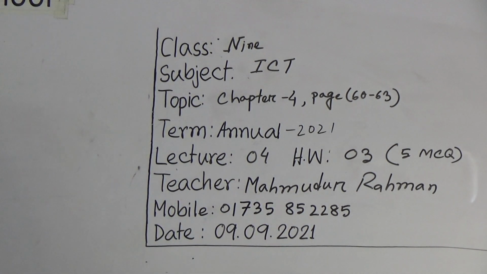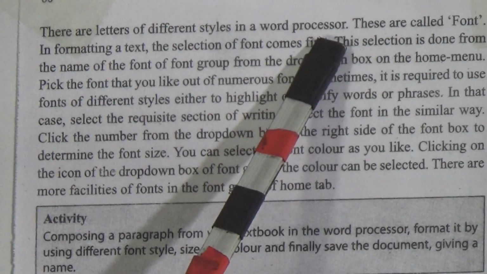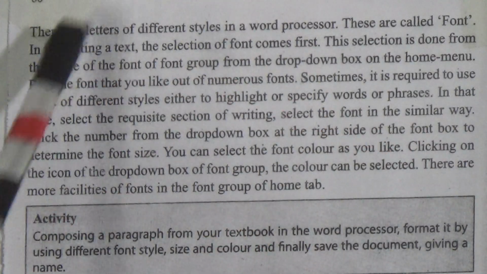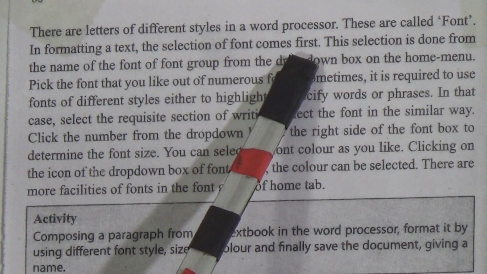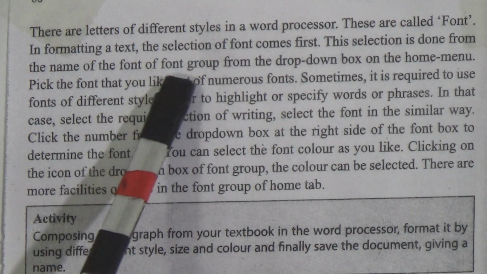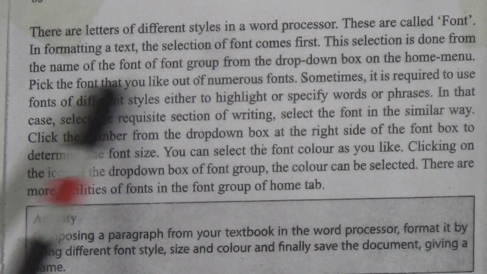Okay, let's start. Today we will discuss different functions of Microsoft Word. There are letters of different styles in a word processor. These are called fonts. In formatting a text, the selection of font comes first. This selection is done from the name of the font of the font group from the drop down box on the home menu.